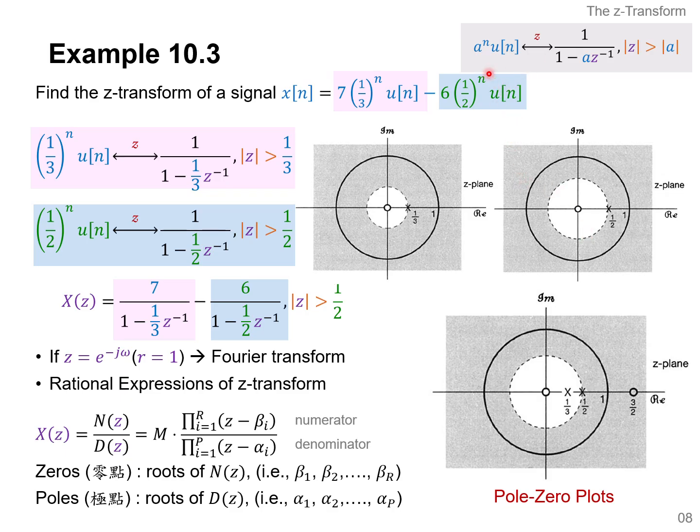From the standard formula for a to the n times u of n, this term has the z transform of this, valid when the magnitude of z is larger than 1/3. z equals 1/3 is a pole, so we place an X on the z-plane to show it. Please remember to draw it this way when I ask you to show the ROC on a z-plane.